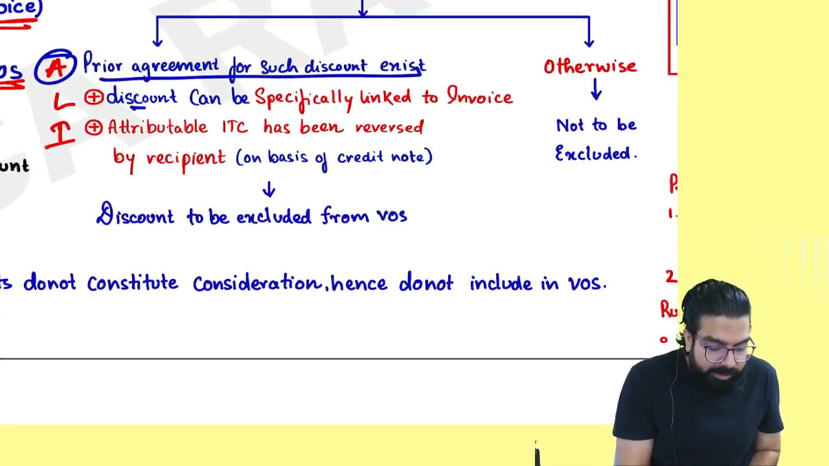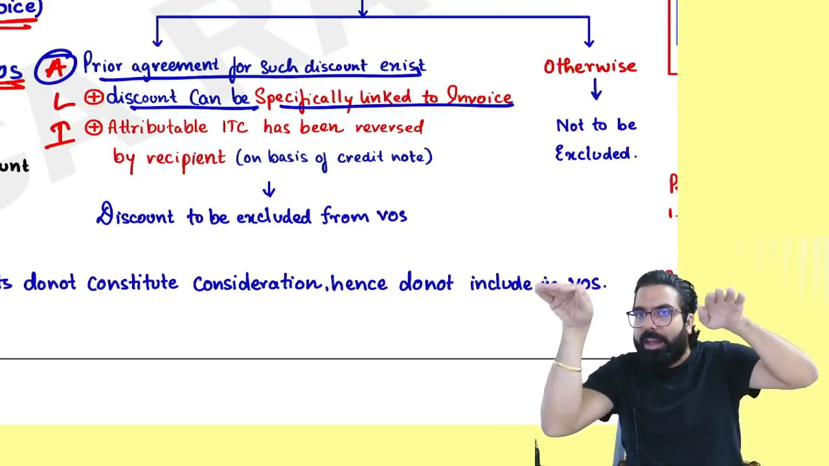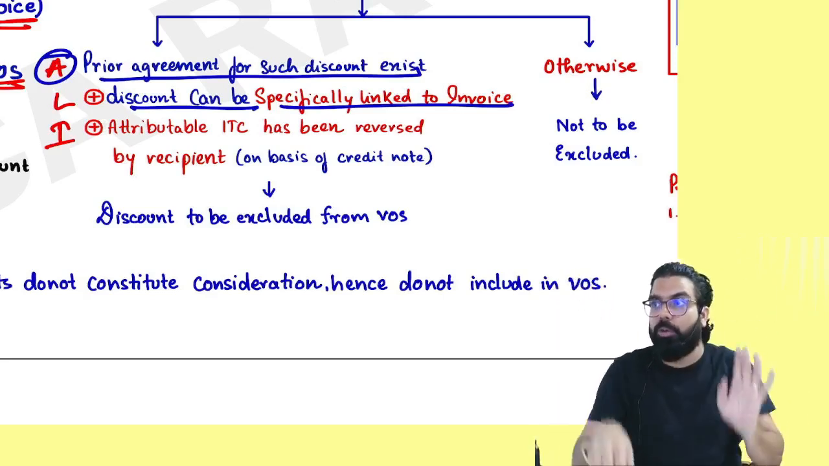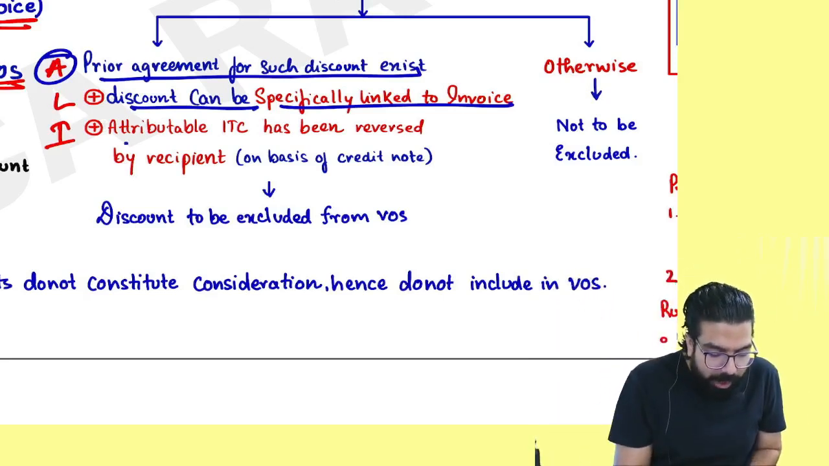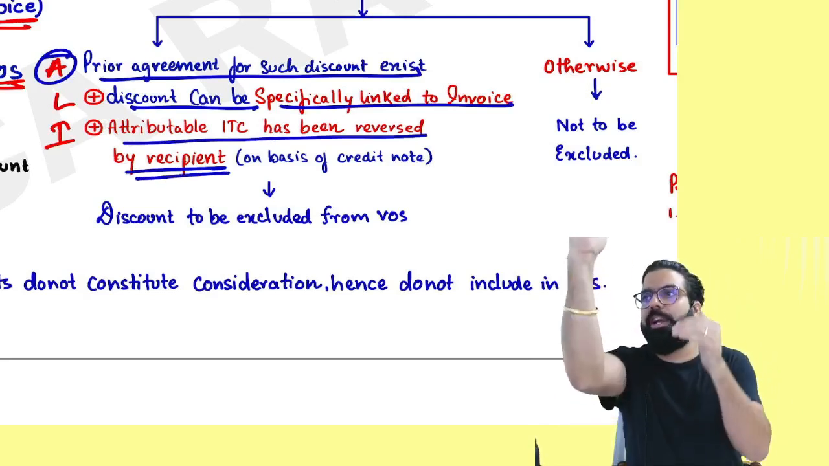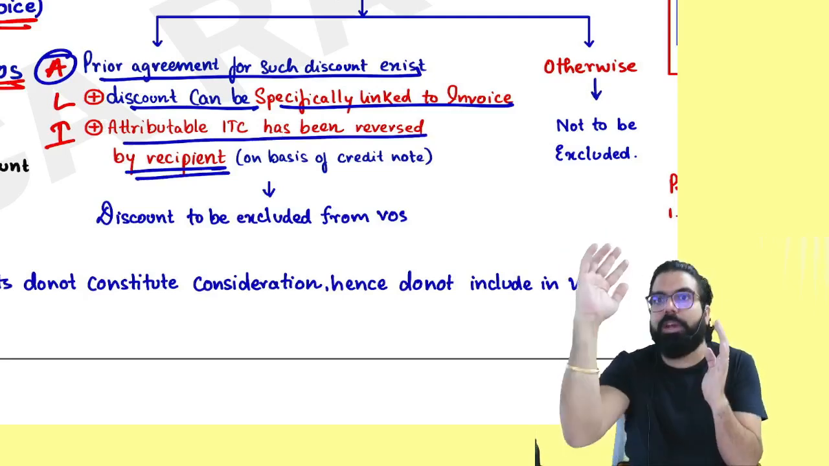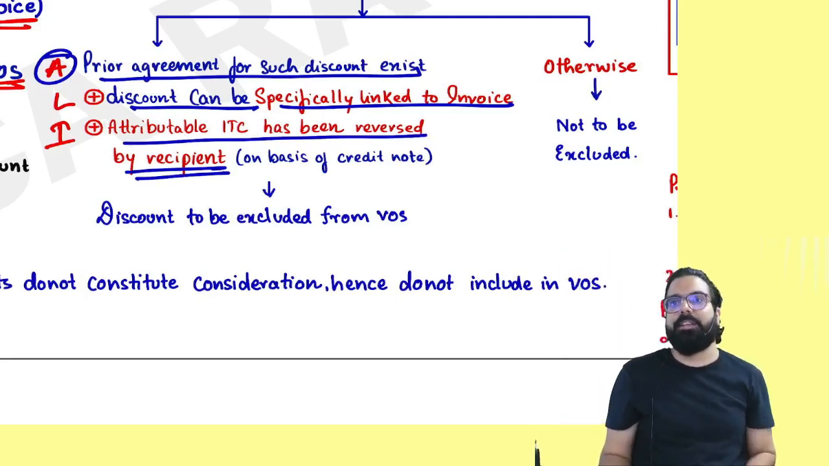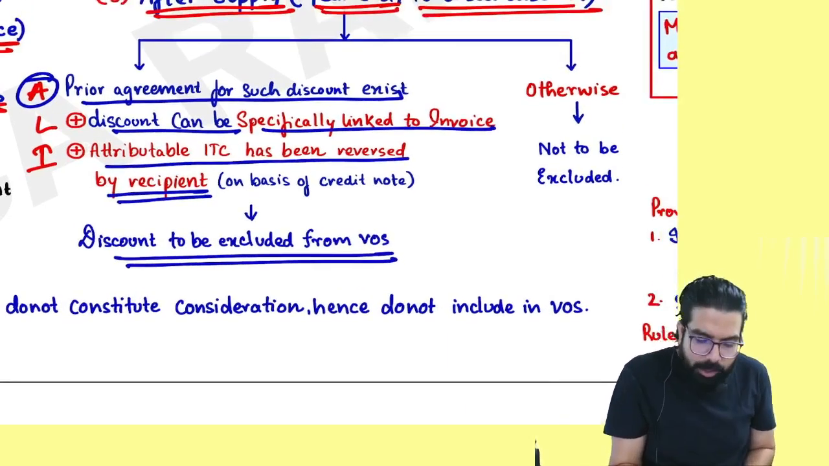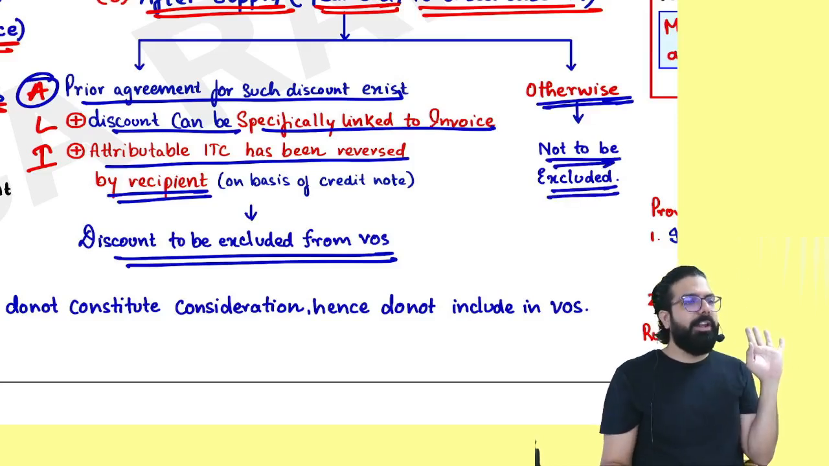Secondly, the discount should be specifically linked to the invoice. For every invoice, I should be able to make a credit note and pass on the discount back to you. Third, ITC has to be reversed by the recipient. When I sold you, you already took the ITC. Now, when I gave you the money back, you should reduce your ITC. If these three conditions are satisfied, the discount will be excluded. Otherwise, the discount will not be excluded. Is my point clear to all?